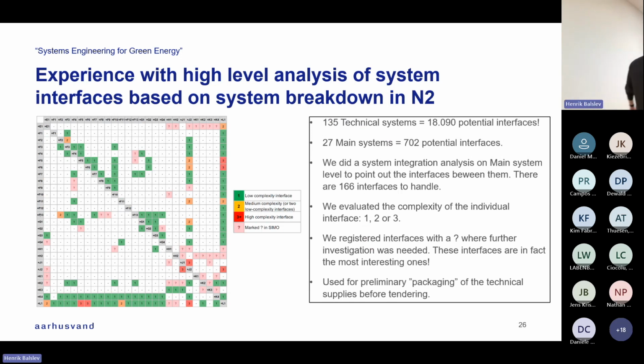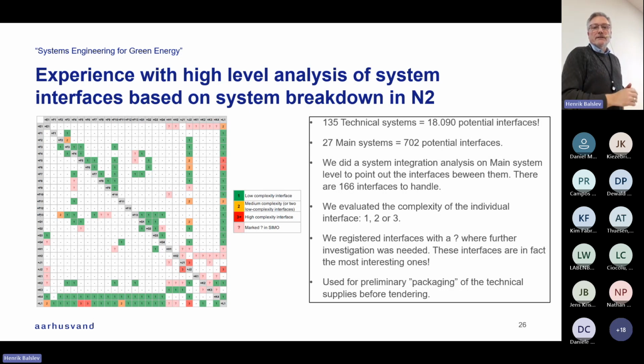And this is the result of this analysis and the conclusion of it. Actually, we have 135 technical systems at level number 2 in the plant. This gives more than 18,000 potential interfaces. And we thought, Jesus, we're not going to do this right now. So we went to level number 1, the main systems, and we said, okay, we can try to find the interfaces between the main systems. And if there is an interface between 2 main systems, then we can go deeper and see which of the technical systems is actually interfacing.